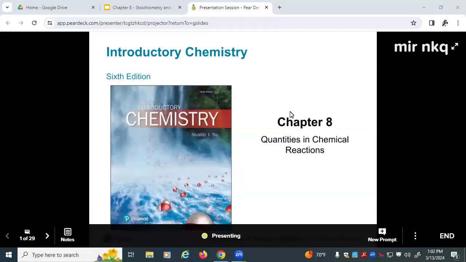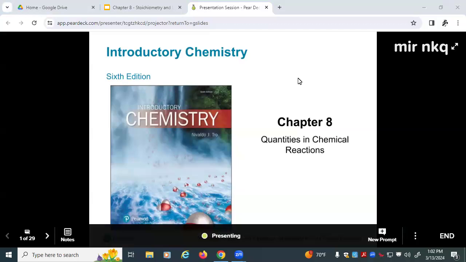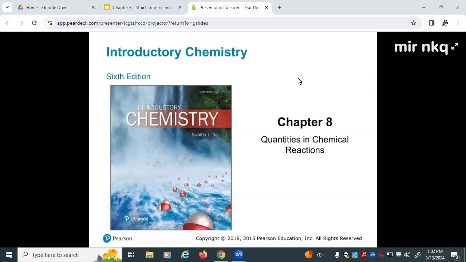Right, so we're moving on today into chapter 8. Chapter 8 is about calculations with chemistry and chemical reactions. And what this is going to marry together for us really are two things, two concepts that we have seen, but we haven't put together yet. Balancing equations and mole conversions.